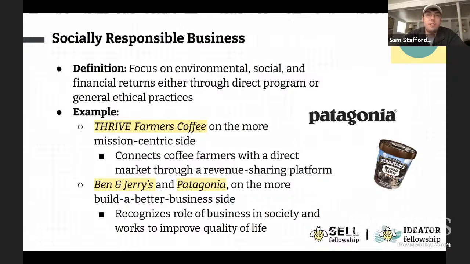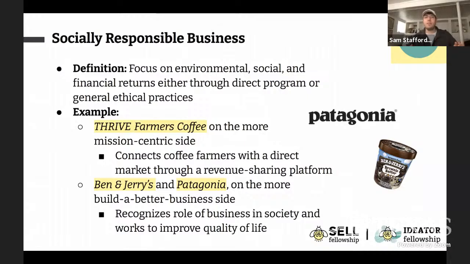Another example is a socially responsible business. The definition of this is that it's focused on environmental, social, and financial returns, either through direct programs or general ethical practices, which I know sounds kind of confusing. So let's dig into some examples. We first have Thrive Farmers Coffee, which is on the more mission-centric side. It connects farmers with a direct market through a revenue-sharing platform.